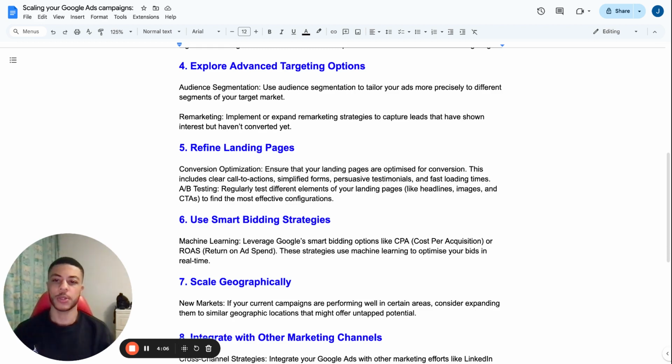So you want to do conversion optimization. You want to ensure your landing pages are optimized for conversions. This includes a clear call to action, simplified forms, persuasive testimonials. Hopefully you guys understand copywriting, and that would help a lot with refining your landing pages. So you want persuasive testimonials and you want fast loading times.